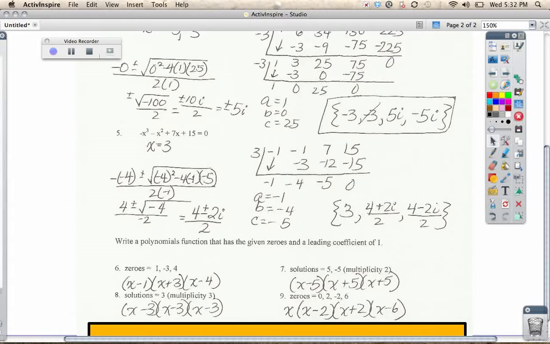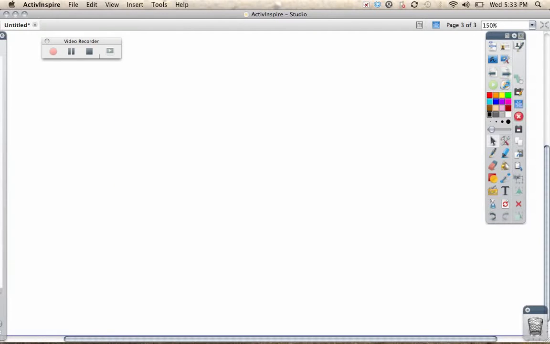And then for your zeros of 0, 2, -2, and 6, it's really x plus 0. You don't need to write x plus 0. You really just need to write x. x minus 2, x plus 2, and x minus 6. All right, moving on.